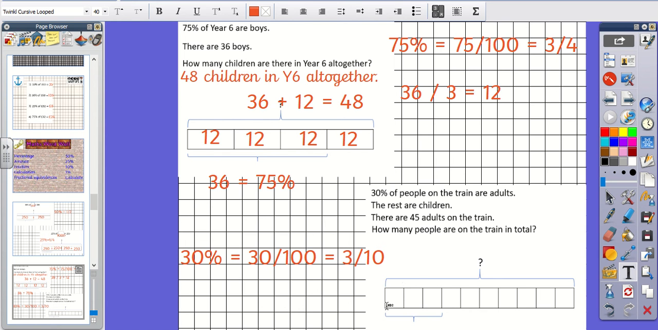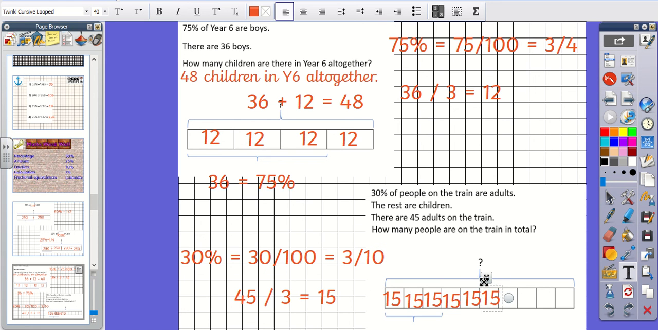So 30% are adults. And there are 45 adults, but that has got to be divided into 3 so we can work out how many sections there are. So we need to do 45 divided by 3. So 45 divided by 3 is 15. So I know now that each section, each part of this bar model is worth 15. Okay, so if I fill this in, so that's all my adults, so we've got 45 adults, and then carry on filling all of these 15s in, all the way across.